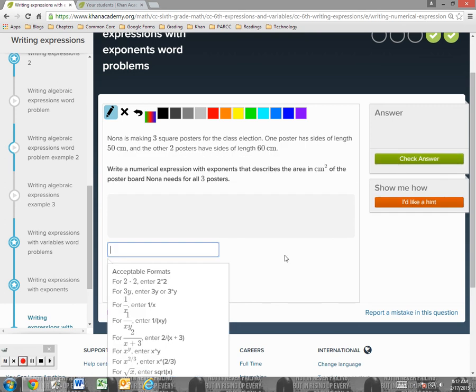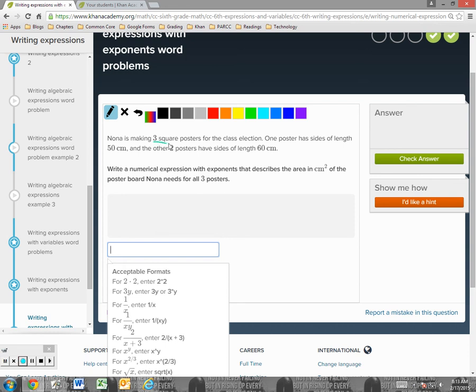Let's look at another one. Nona, beautiful name. Nona is making 3 square posters for every class for the class election. One poster has side lengths of 50 centimeters. The other 2 posters have side lengths of 60 centimeters. Write a numerical expression with exponents that describe the area in centimeters squared of the poster board Nona needs for all 6 posters. Now, each poster will be what shape? Square.